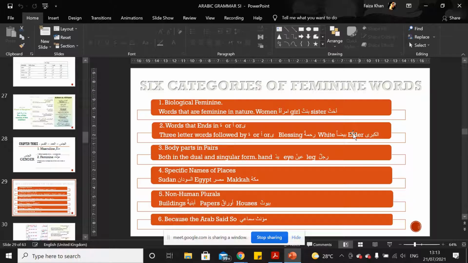And the last category is Mu'annas Samahi, which is called that because the Arabs said so. There is a following list we will see inshallah ta'ala. The Arabs have said that these words do not follow the above five conditions, but they are feminine because they have declared them feminine. So we have to remember those words, and we will see what they are. They are considered feminine because the Arabs said they are feminine, so they don't have to follow any logic. The Arabs said they are feminine, so we have to accept it.